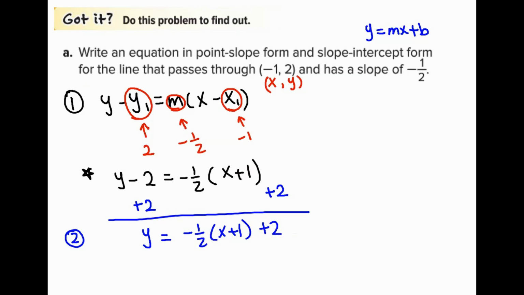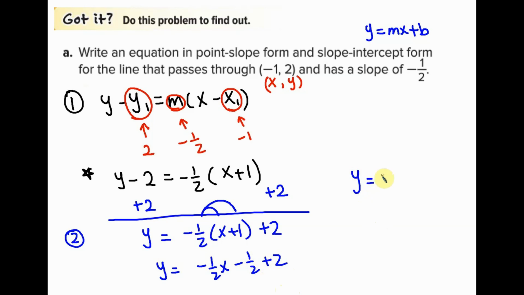To simplify a little bit more, to make it look like y is equal to mx plus b, you're going to distribute your -1/2 to each number. Y is equal to -1/2 x, and -1/2 times 1 is -1/2, and add 2. To combine the like terms, -1/2 plus 2, so -1/2 is -0.5. -0.5 plus 2 will be 1.5.